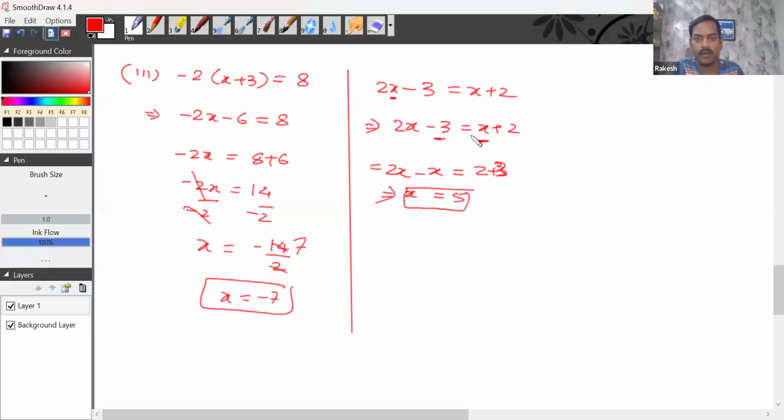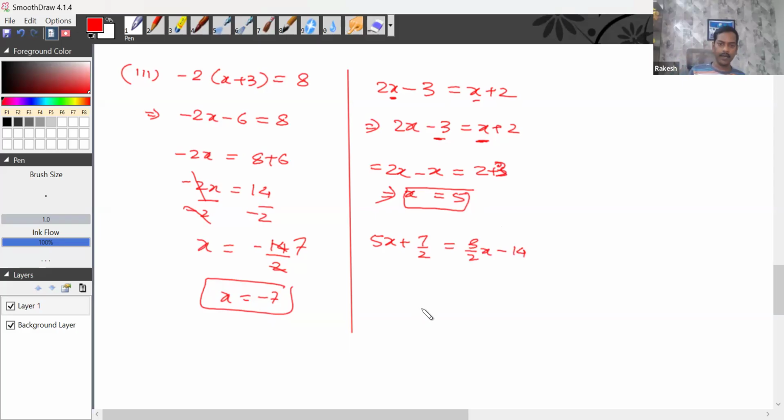And you can check. If you put the value of x to be 5, this will be 10 minus 3, which is equal to 7. 5 plus 2 is also equal to 7. So they are matching. LHS is equal to RHS, right? Let us take more examples. 5 of x plus 7 by 2 is equal to 3 by 2 of x minus 14. Please solve.